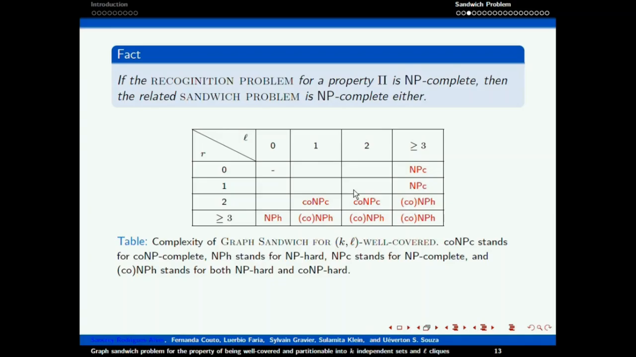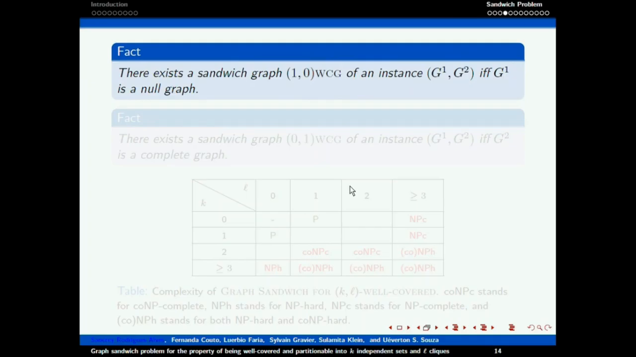The following two trivial facts solve the sandwich problem for 1-0 well-covered graphs and for 0-1 well-covered graphs. Fact 1. There exists a sandwich graph 1-0 WCG of an instance G1 and G2 if and only if G1 is a null graph. We note that a graph is a 1-0 well-covered graph if and only if it is a graph without edges, that is, a null graph. So, the only way to have a sandwich graph is that G2 contains only optional edges, which will be discarded in the solution of the problem.